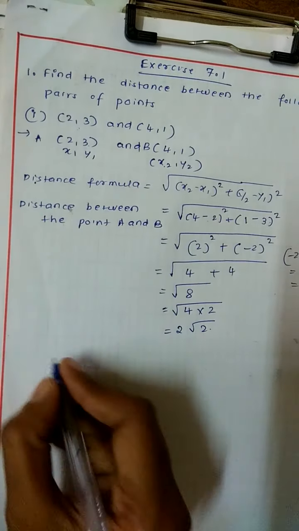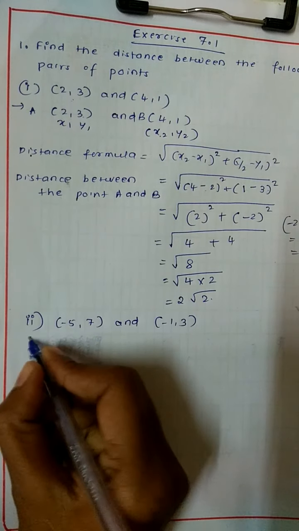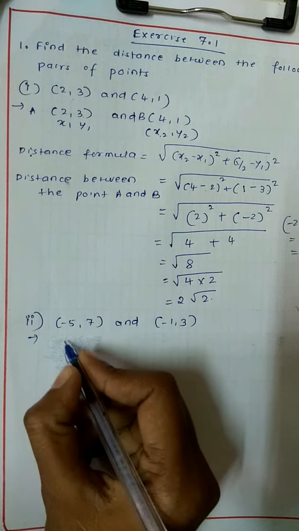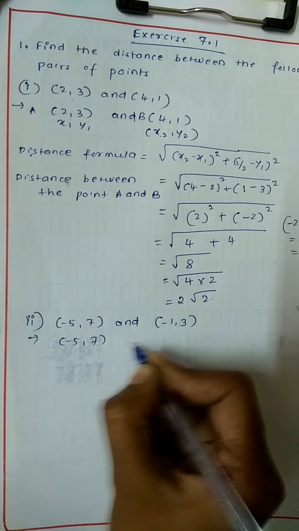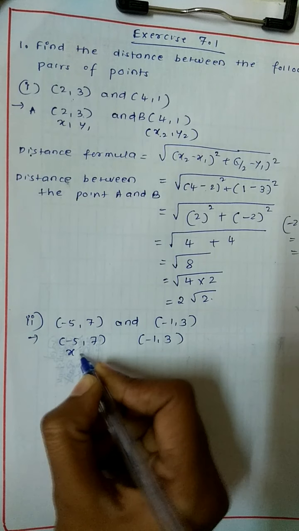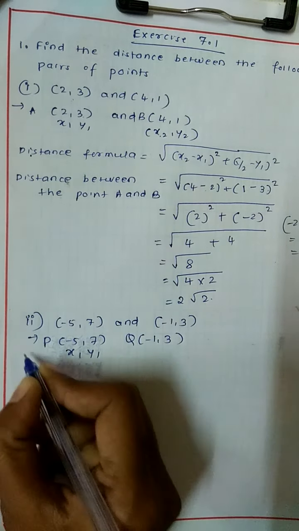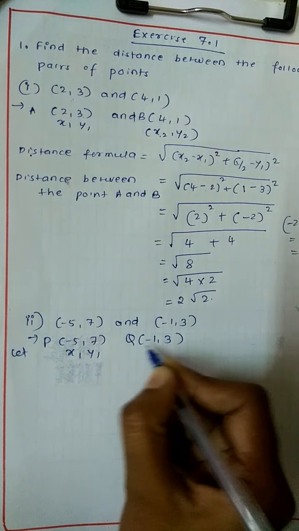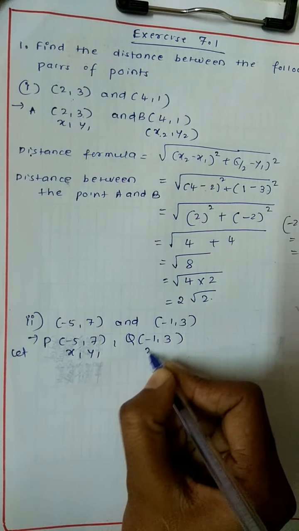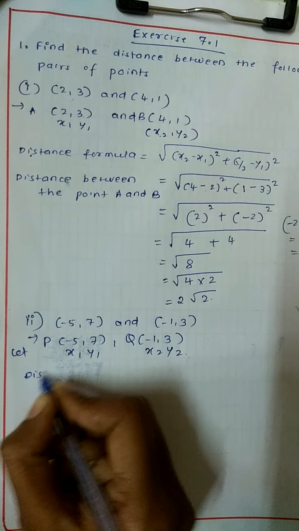Now the second question. Same here, you have to write the points: (minus 5, 7) and (minus 1, 3). This is our x1, y1, and we will consider this as point P and this as Q. So let P be this point and Q be this point, with x2 and y2.